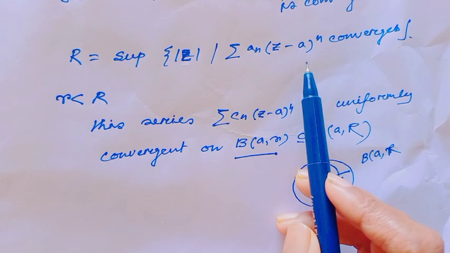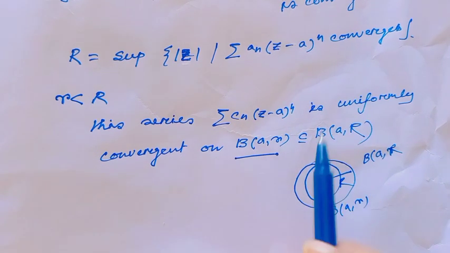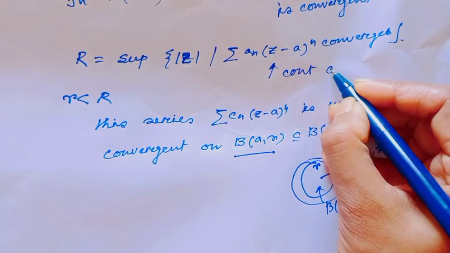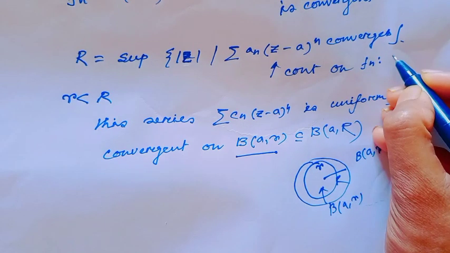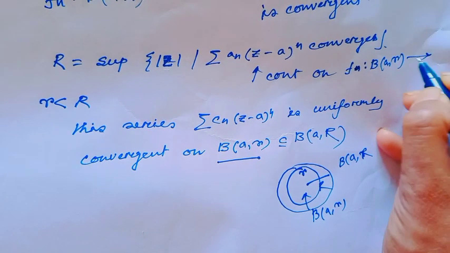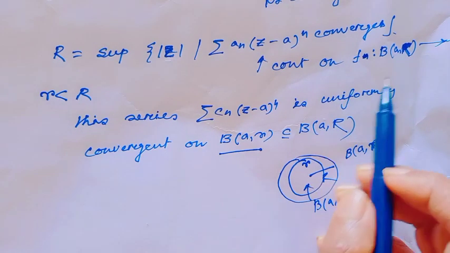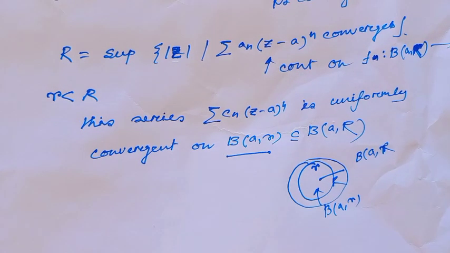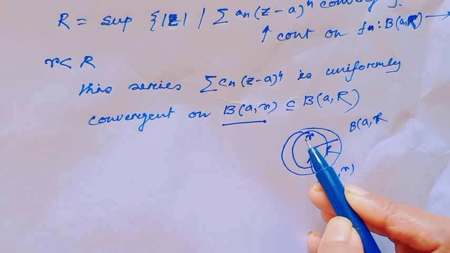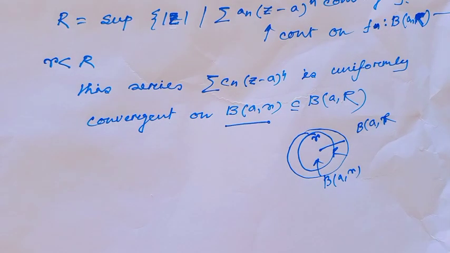obviously this power series is constructed from polynomial functions, and all of us know a polynomial function is always continuous. So obviously this is continuous on the set, with f mapped from B(a, R) to the complex numbers. And since this is a continuous function, obviously it is continuous in this small region. In this small region, this power series is continuous.